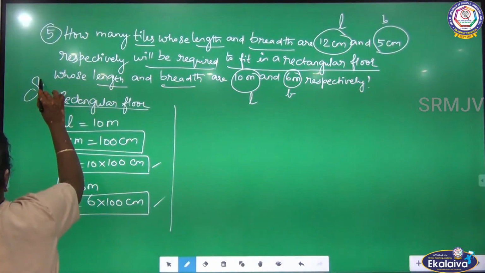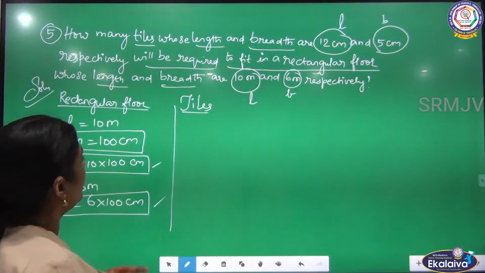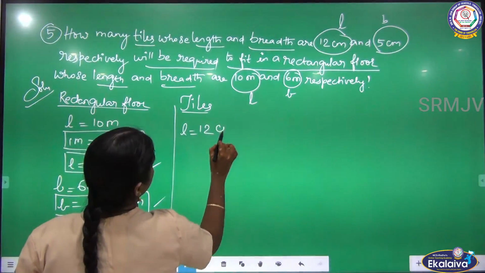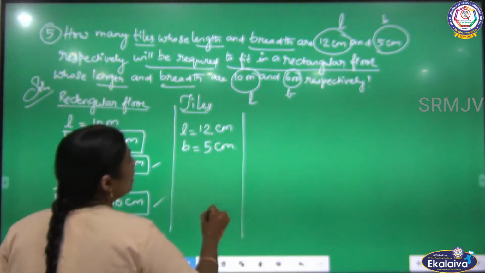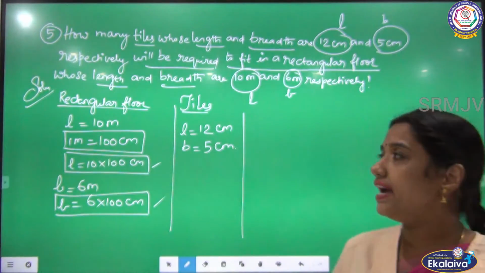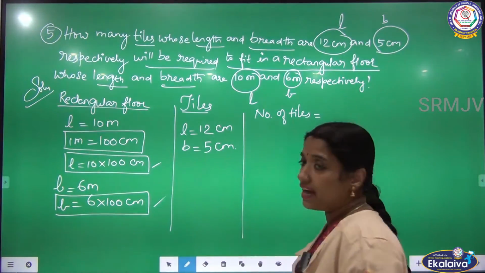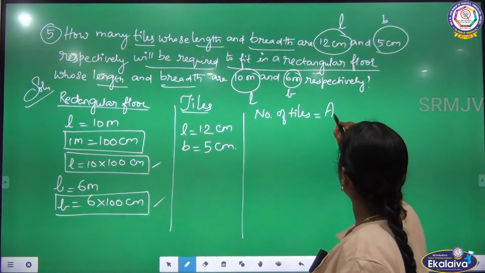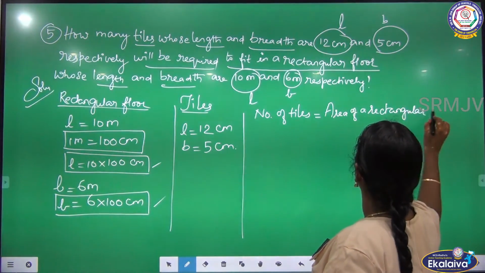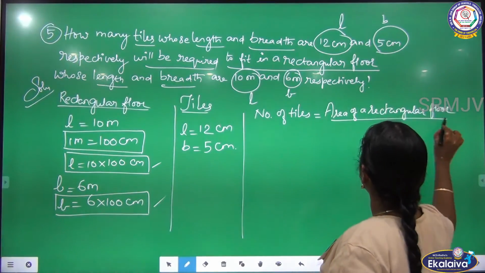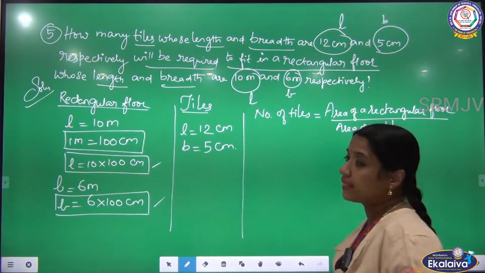Listen. Tiles. For the tiles, they are given the length to be 12 centimeter and the breadth to be 5 centimeter. Listen, children. Now I am going to find out the number of tiles. Number of tiles is equal to area of a rectangular floor divided by area of a tile.